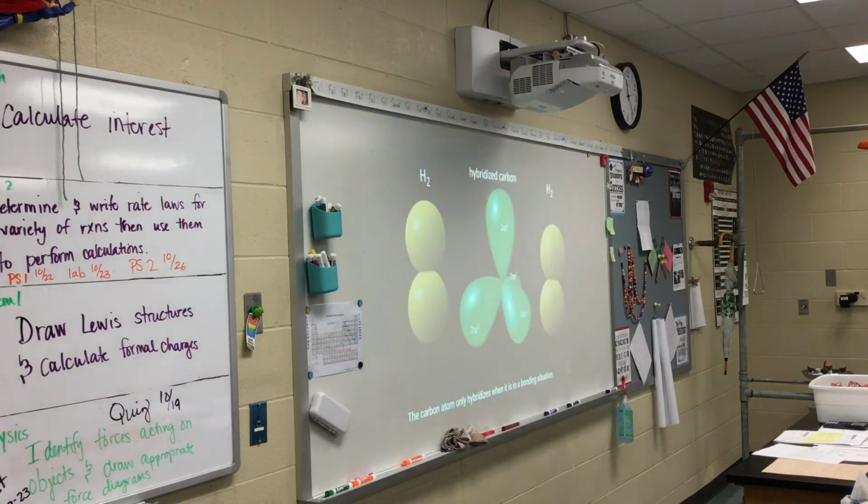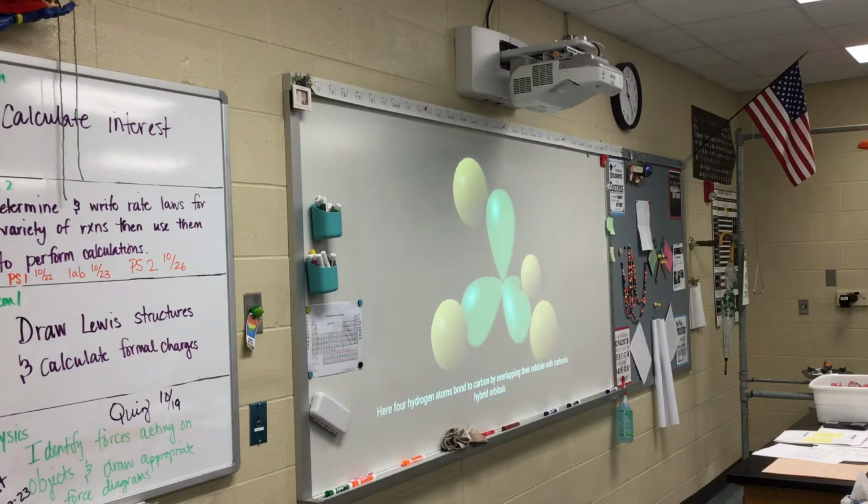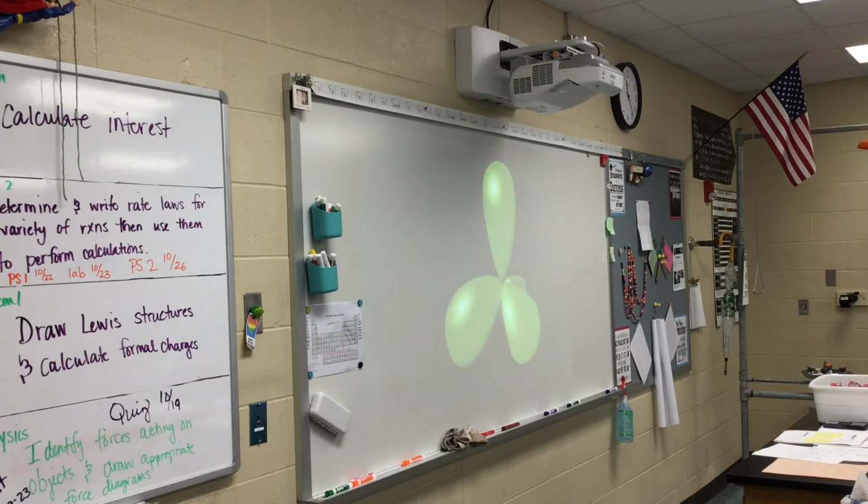The carbon atom only hybridizes when it is in a bonding situation. Here, 4 hydrogen atoms bond to carbon by overlapping their orbitals with carbon's hybrid orbitals. So what would be the reason for this? If we go back and see that both carbon and hydrogen have unpaired electrons, the overlap allows the electrons to pair and thus go to a lower potential energy. The illustration here contains the valence electrons of both carbon and hydrogen.